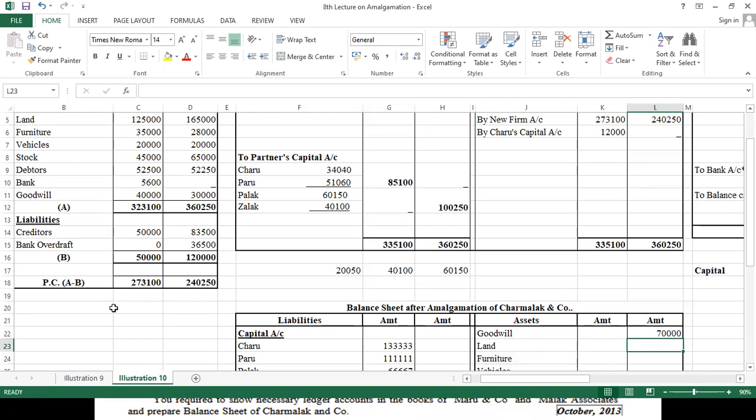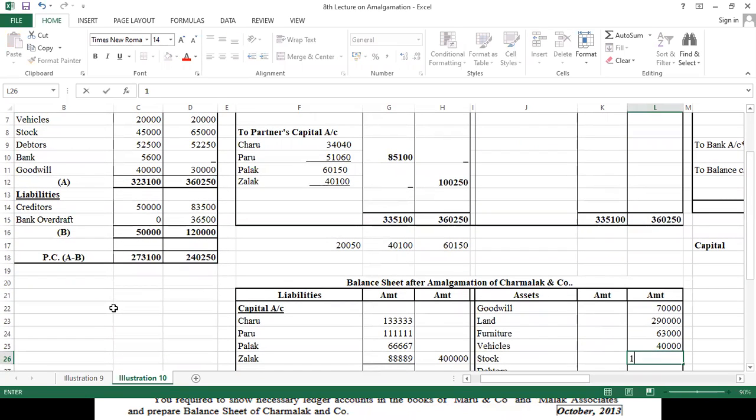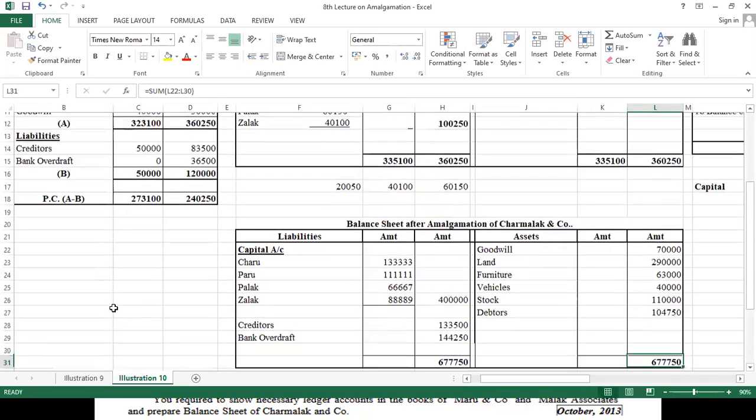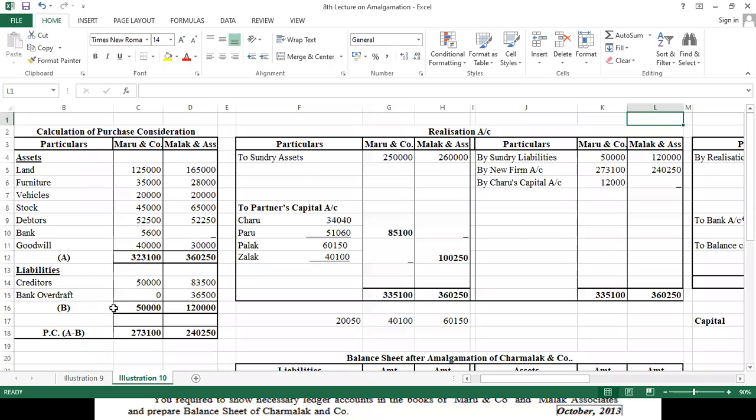So land is how much? 2,90,000. How much is furniture? 63,000. 40,000. 1,10,000. And this is how much? Yes, 1,04,750. Okay, our account got tallied. So I hope you have understood this problem and there will not be any issue here.